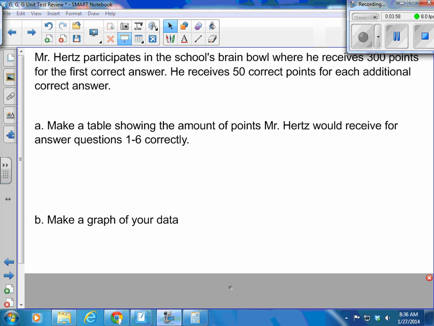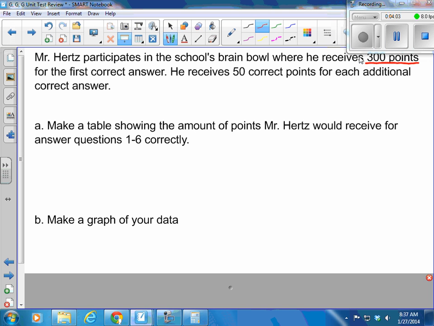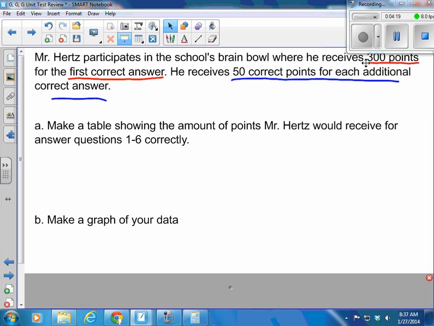Next problem. Mr. Hertz is in the school's brain bowl where he receives 300 points. I know it's covered up a little bit, but it's 300 points for the first correct answer he gets in the brain bowl. After the first answer, he gets 50 points for every correct answer. So, your job right now is I would like you to make a table showing 1 through 6, if he got 6 answers correct, and then make a graph for that table, please. So take a bit, but pause your recording. Go.